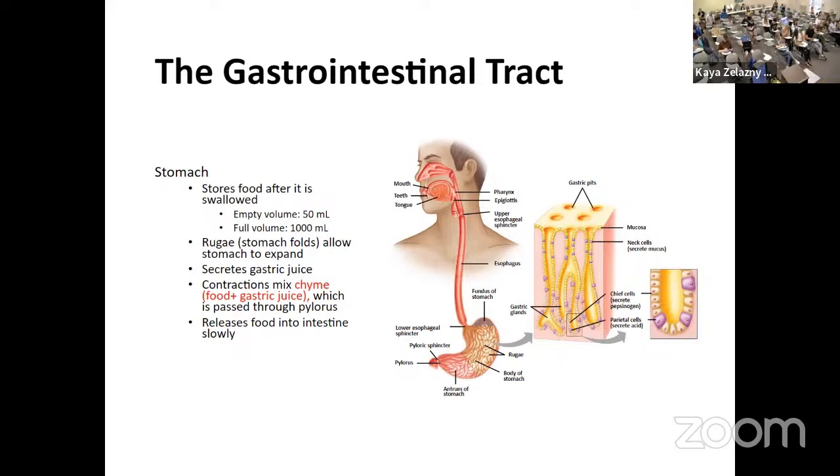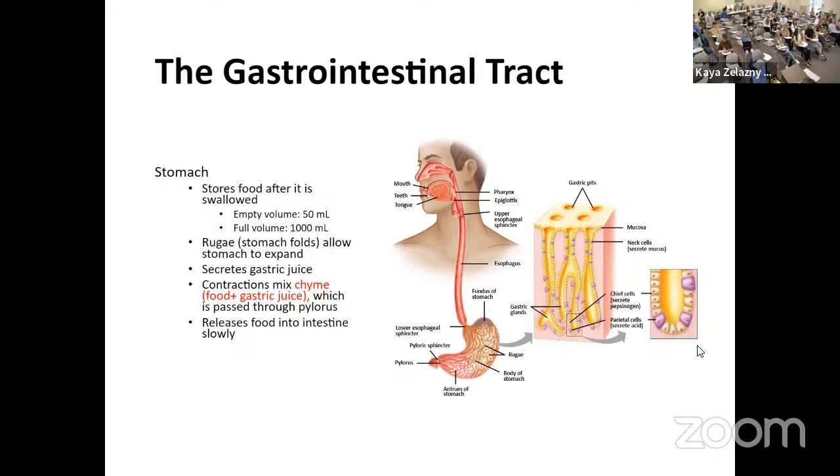Now, while your food is in there in the stomach, it's being stored, but your stomach is also secreting things to help digest that food. And what we're going to be doing in the stomach is moving from having a ball of food, a bolus, into having a mixture called chyme. So chyme is going to be like a smoothie of food and gastric juices. And that's what we're eventually going to be passing into our small intestine.